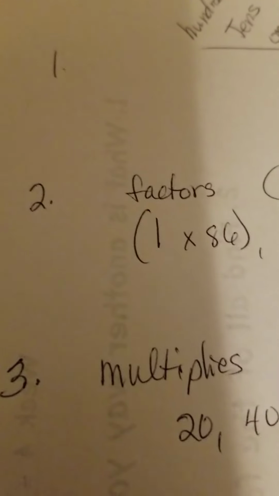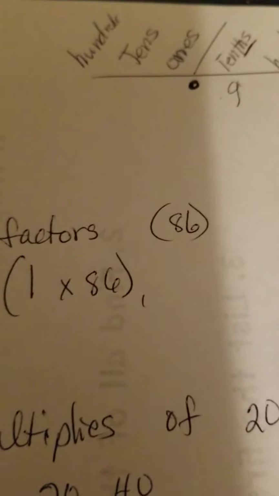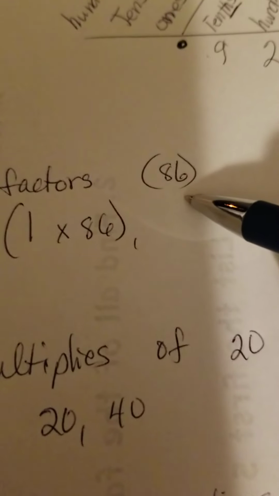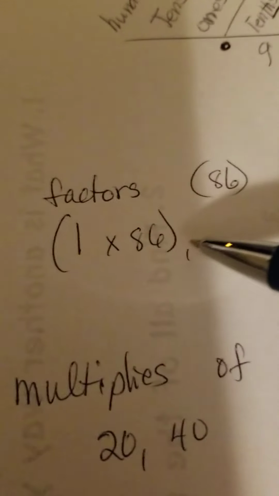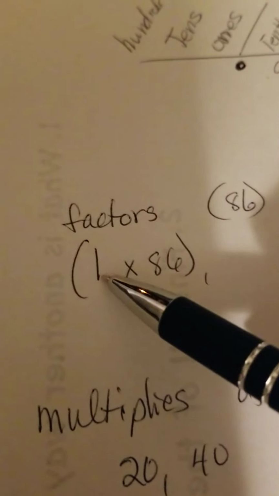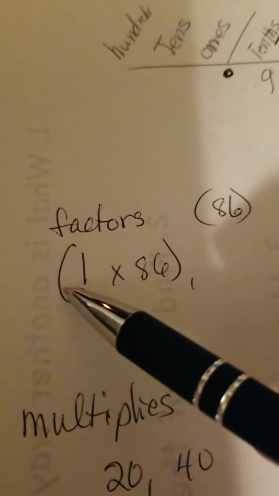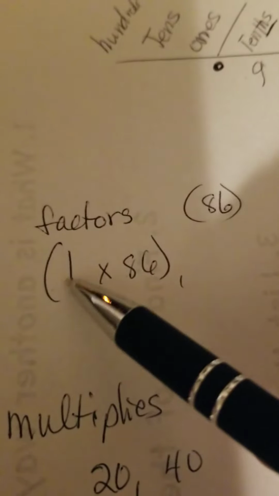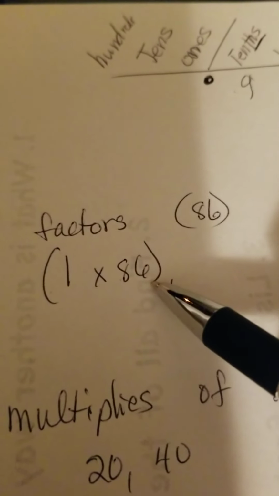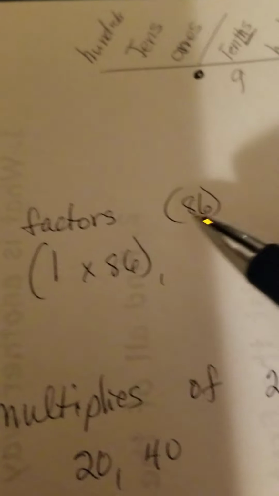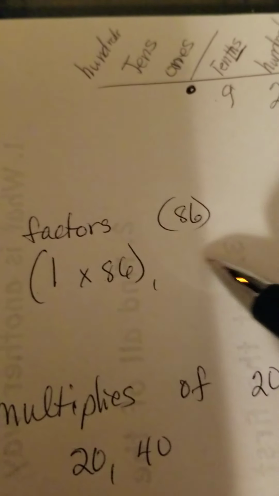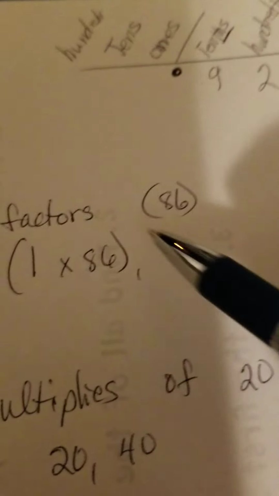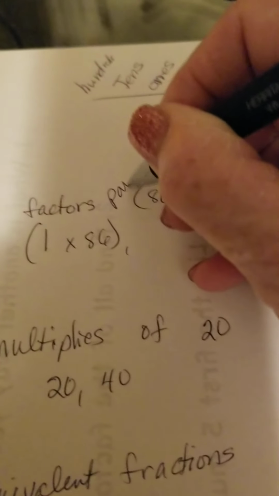Number 2, factors for 56. Here's just an example. 86 is not your question. Your question is factors for 56. So we know a factor pair is what they're asking for, not just a list of factors, but the pairs. 1 times 86 equals 86. Then so forth. Keep on going. They want all the factor pairs, pairs meaning 2. So make sure you do pairs.